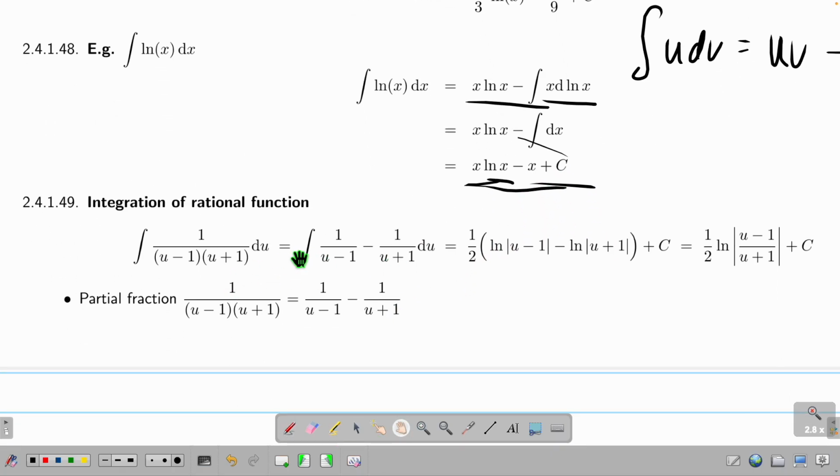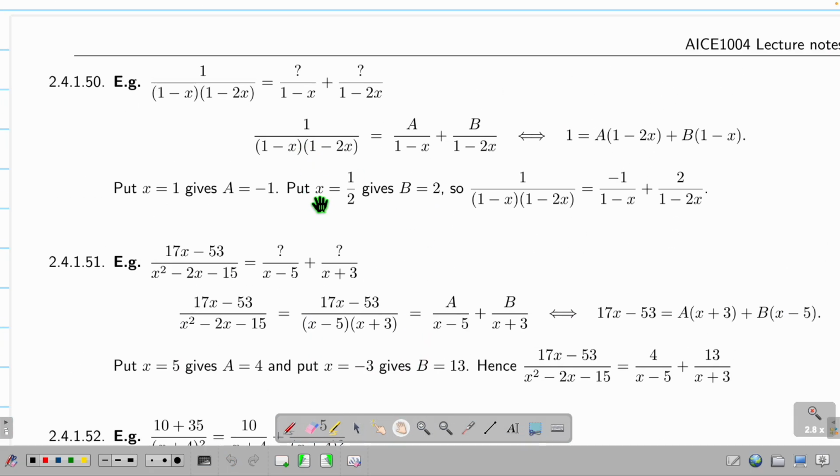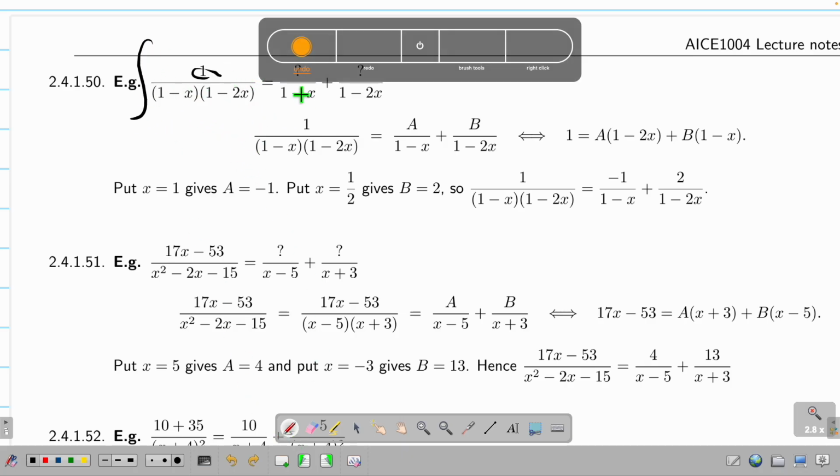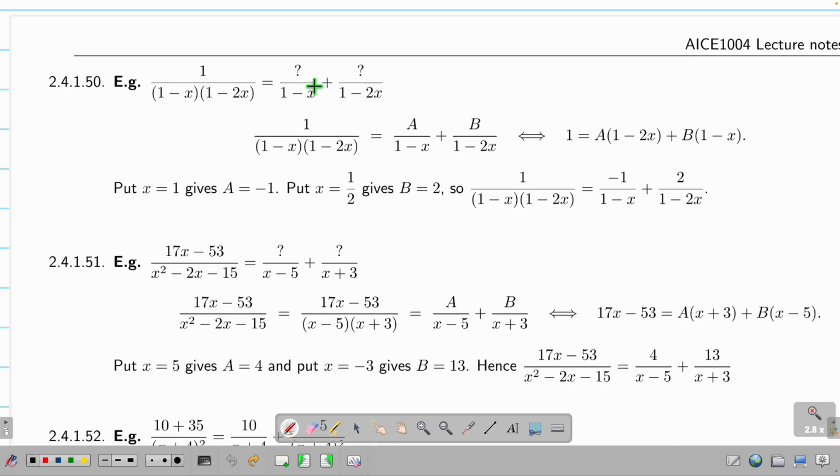This one is what I just said. You need to know partial fractions. So here is the practice of partial fractions. So what's partial fractions? This is for integration. Suppose you want to integrate this. You don't know how. So the idea is you integrate like this. If you want to integrate like this, the first thing to do is you need to find this question mark. You write it as A over B.